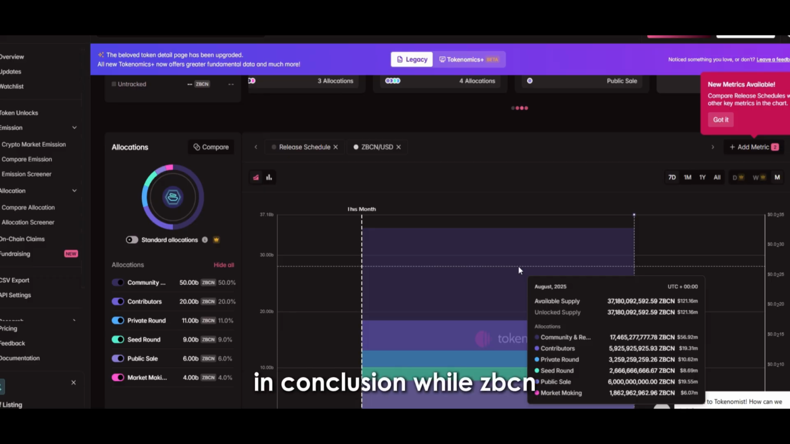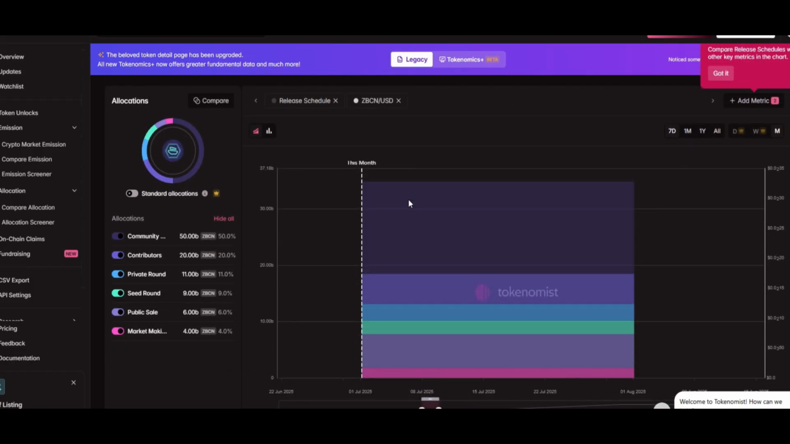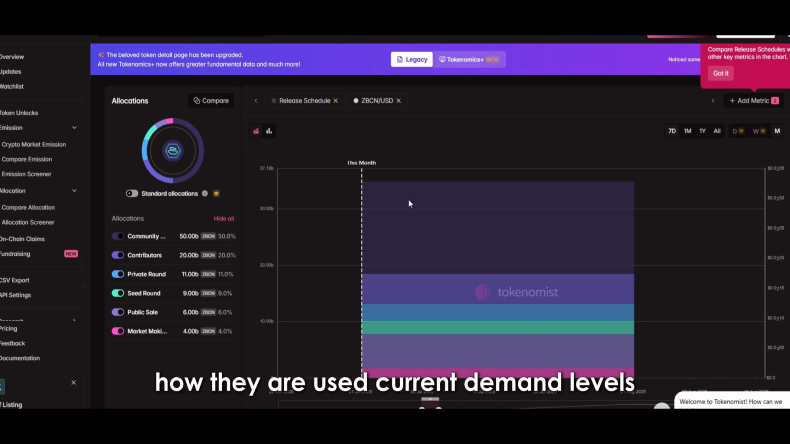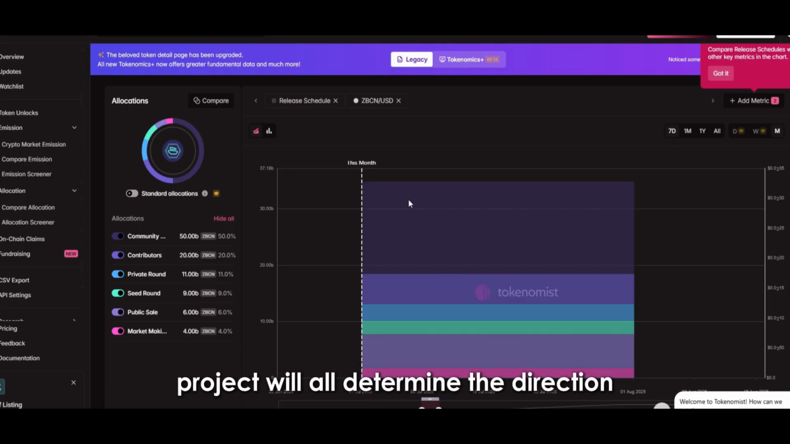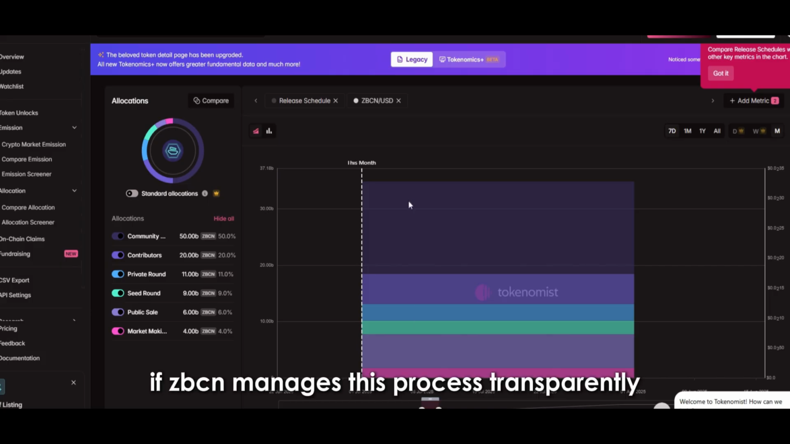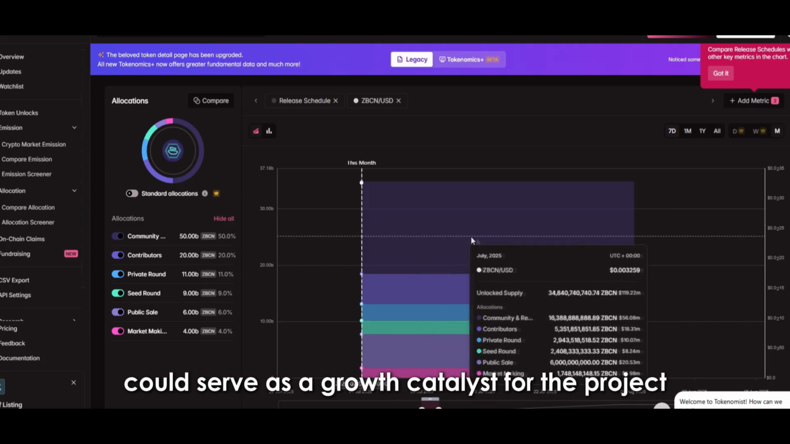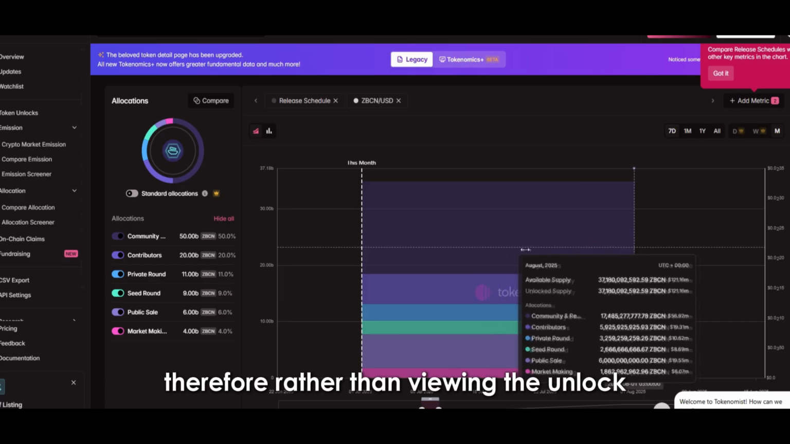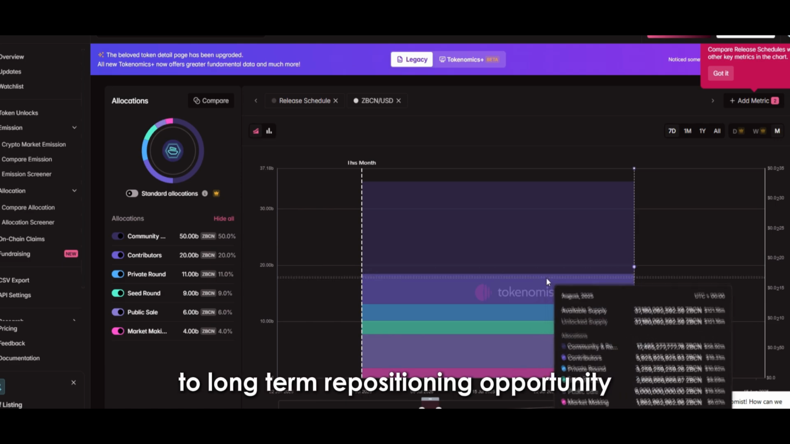In conclusion, while Zbcn coin's upcoming 3 billion token unlock in August may initially seem like a supply-side risk, the market's reaction could be far more nuanced. Factors such as who receives the tokens, how they are used, current demand levels, investor psychology, overall market trends, and the fundamental and technical position of the Zbcn project will all determine the direction and scale of the impact. If Zbcn manages this process transparently and strategically, building investor confidence while continuing to develop, the unlock could serve as a growth catalyst for the project. Therefore, rather than viewing the unlock solely as a short-term risk, it may be more appropriate to see it as a medium to long-term repositioning opportunity.